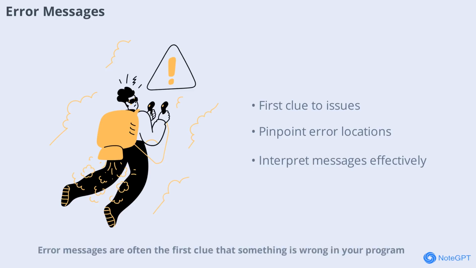Error messages are often the first clue that something is wrong in your program. They provide information about what went wrong and where. Learning to read and interpret error messages is a vital skill for any programmer. Sometimes, the message is clear and points directly to the problem, other times it requires deeper investigation.